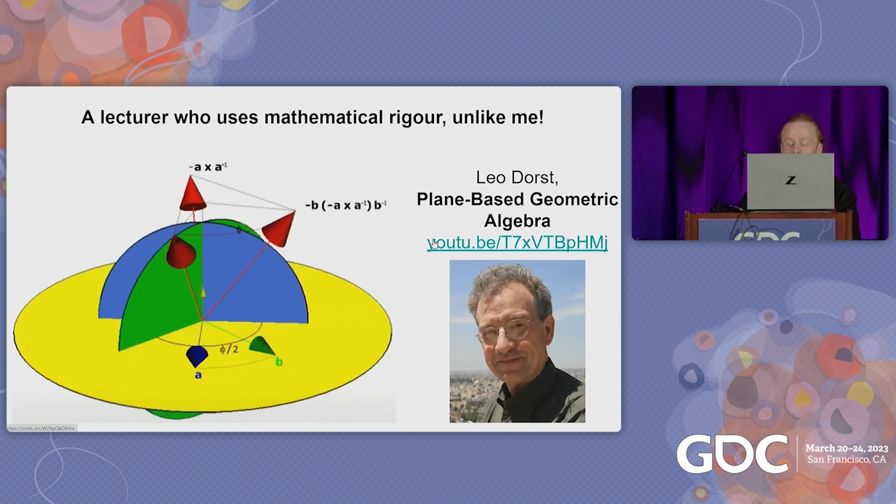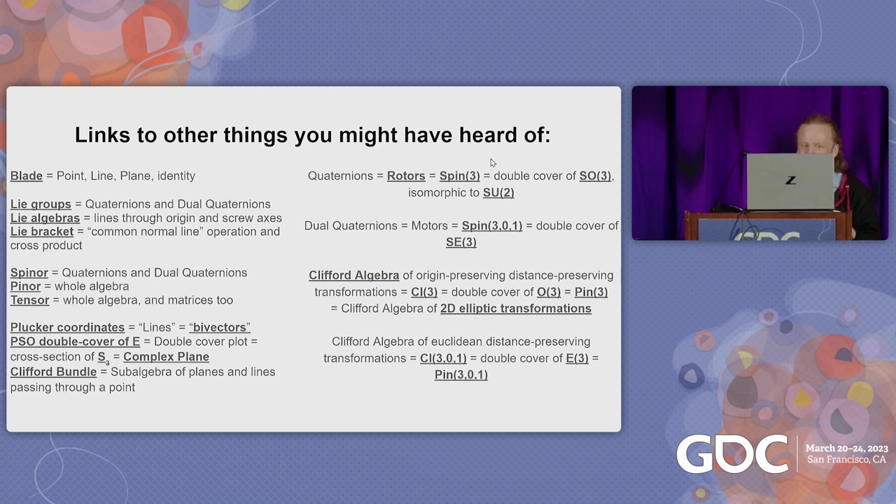If you want to learn more specifically just about 3D Euclidean plane-based geometric algebra, I recommend this lecture by Leo Dorst. And he uses lots of mathematical rigor, which is something that I don't very much use. This is a link to lots of other things that you might have heard of. If you studied mathematics or physics in university, you might have heard of these things. If you didn't, don't worry, you don't need these concepts. But just to say, these are different labels that you can give to the same things that I've been talking about. And one of the fun ones is spinors, by the way. Quaternions and dual quaternions are spinors.